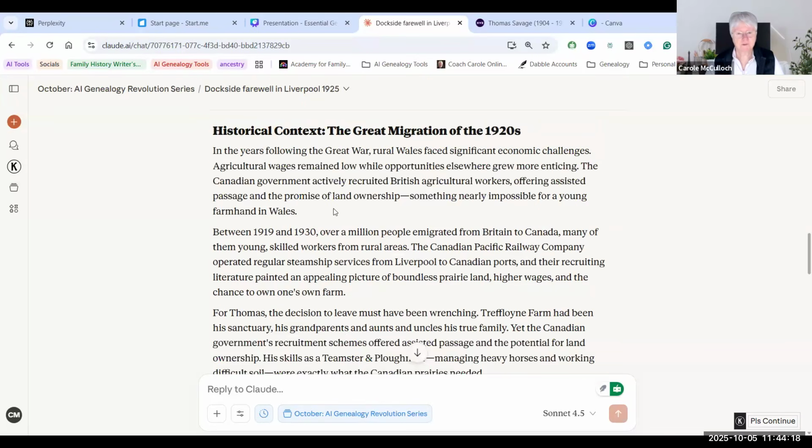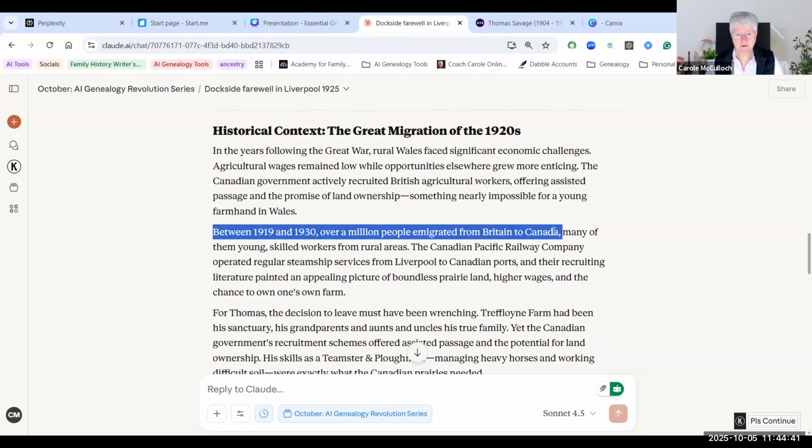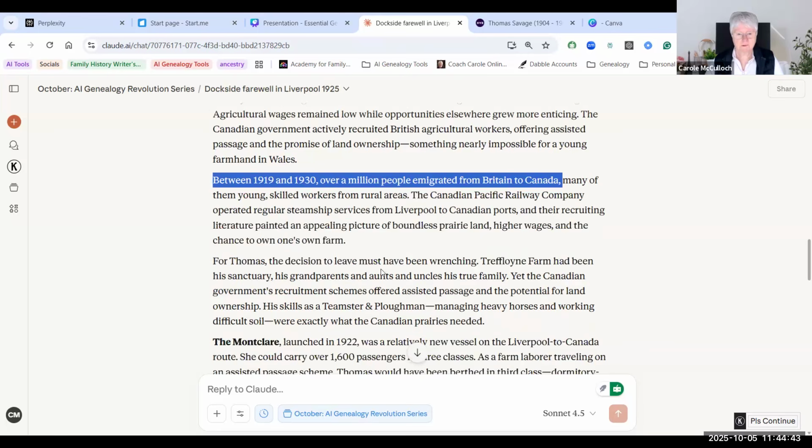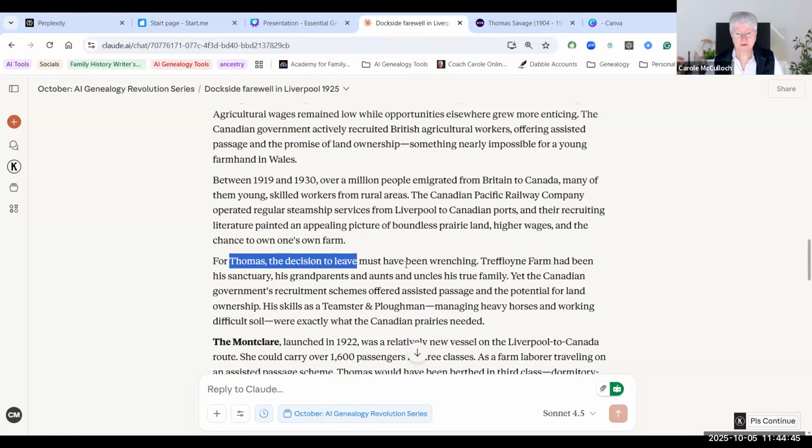It's then gone on to give me some historical context. This is important to set the scene for our readers. The Great Migration of the 1920s, after the Great War, Wales faced significant economic challenges. Between 1919 and 1930, over 1 million people emigrated from Britain to Canada. For Thomas, the decision to leave must have been wrenching.